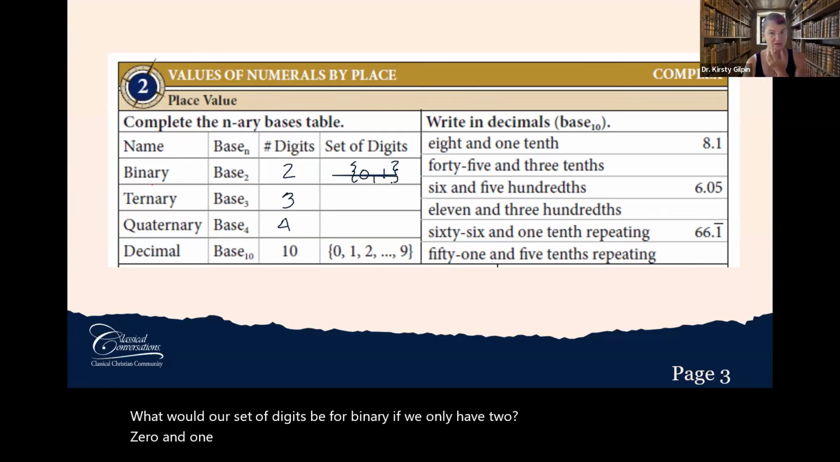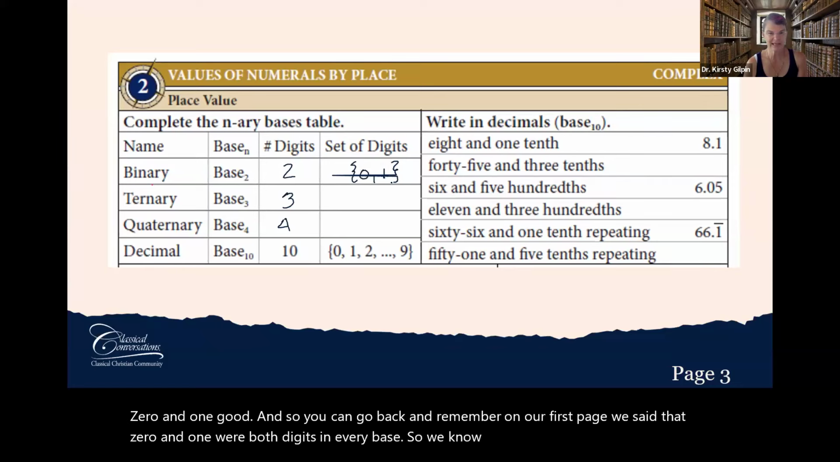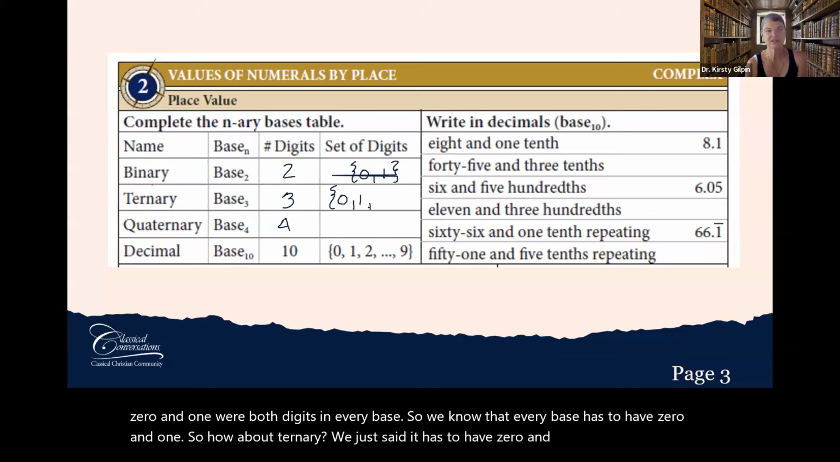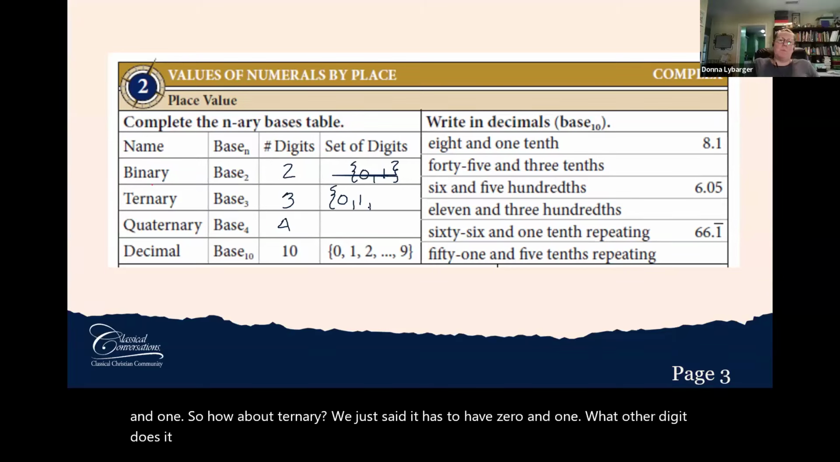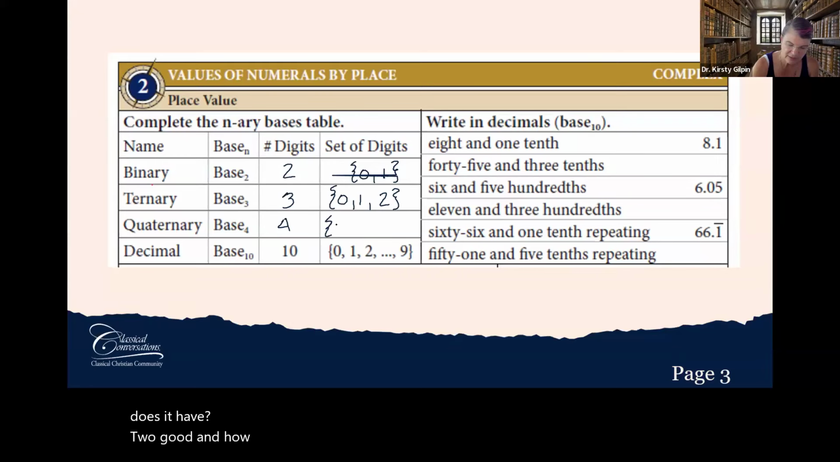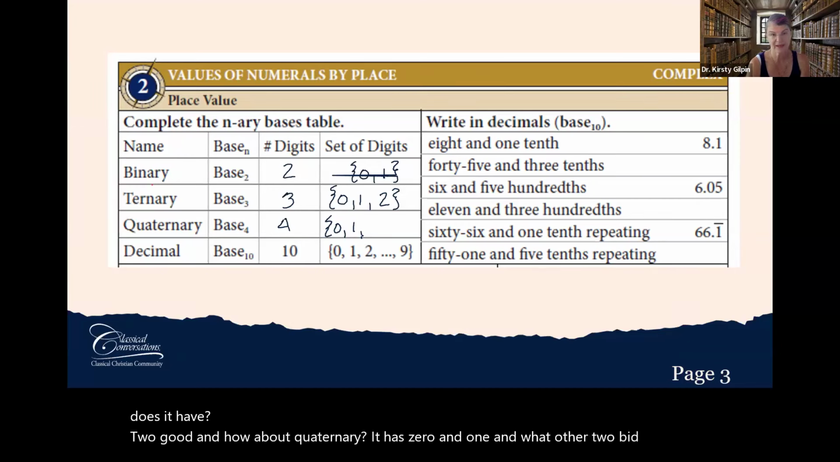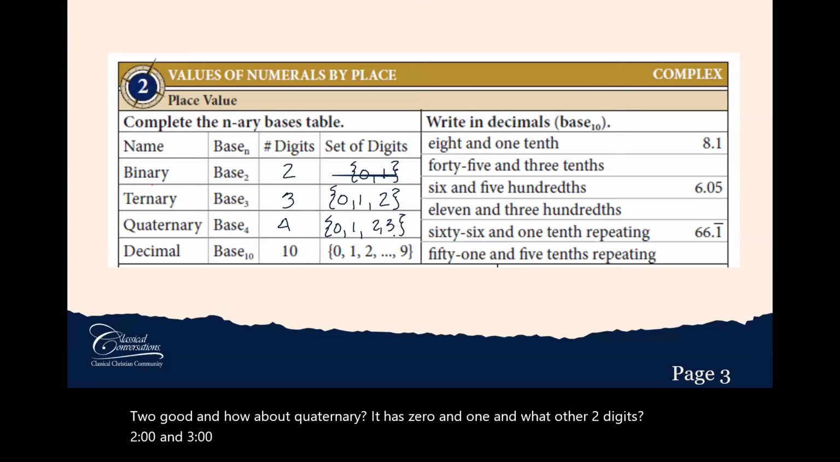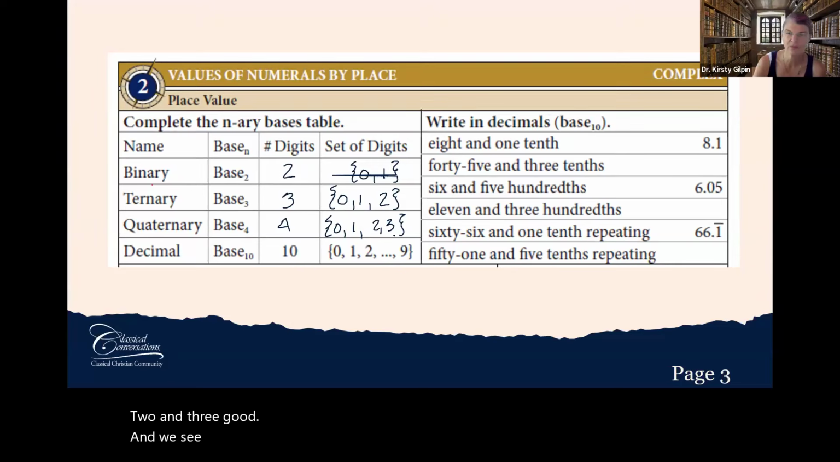And so you can go back and remember on our first page, we said that 0 and 1 were both digits base. So we know that every base has to have 0 and 1. So how about ternary? We just said it has to have 0 and 1. What other digit does it have? 2. 2, good. And how about quaternary? It has 0 and 1. And what other 2 digits? 2 and 3. 2 and 3, good. And we see the pattern that we're building there.